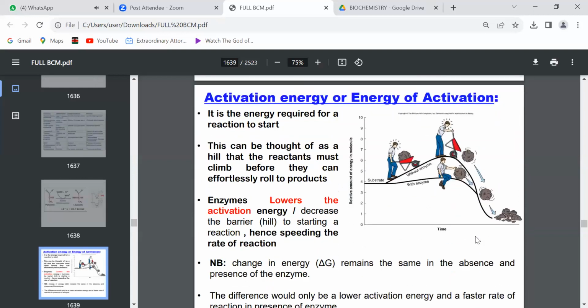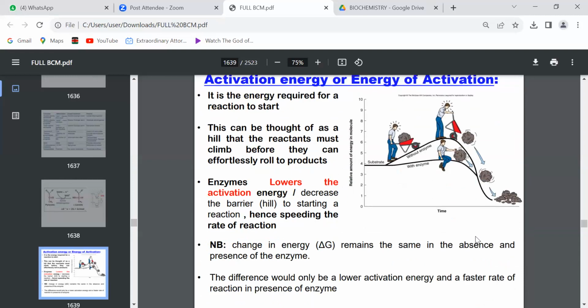Like we said, what enzymes do is they lower the activation energy so that a reaction can proceed. The barrier needed to be overcome for the reaction to work is much smaller.